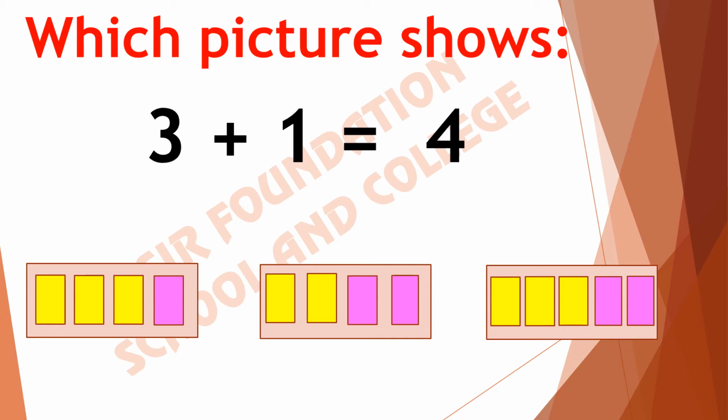In the 3 pictures, we can see that only the first picture makes 3 plus 1 equals to 4, as there are 3 yellow bars and 1 purple bar. That makes 4. I repeat, in the first picture there are 3 yellow bars and 1 purple bar. That makes 4. 3 plus 1, 4.